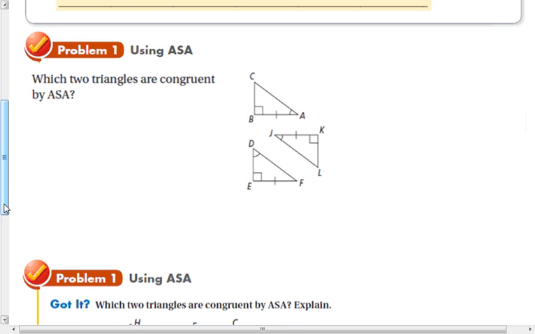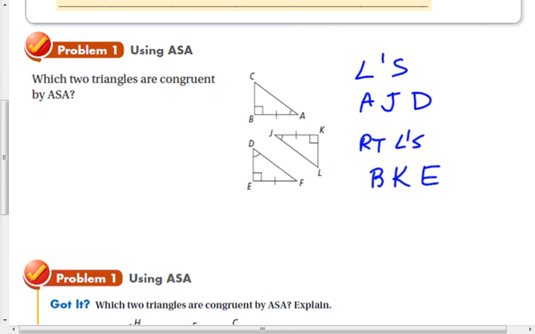Okay, so we're going to use angle-side-angle to show that these two triangles are congruent. So we want to pick the two that are showing angle-side-angle. And so we're going to match up the corresponding parts. The corresponding parts are angles A, J, and D, which are shown congruent. And then we have three right angles on here, right angles B, K, and E. And then we have the sides. We have side AB, side JK, and side EF.